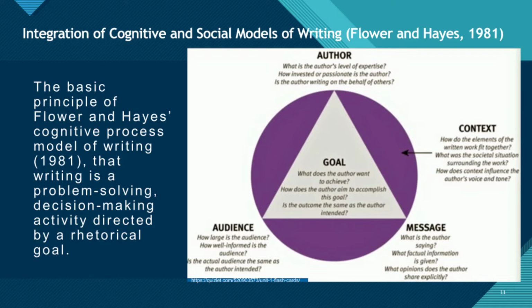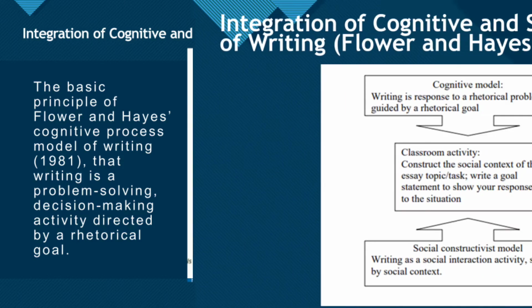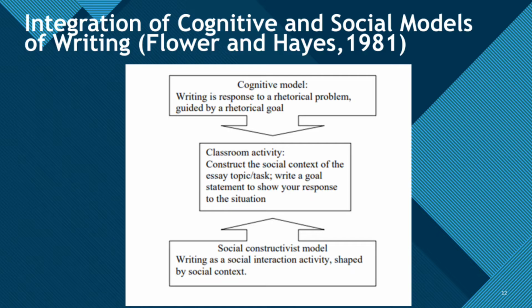In rhetorical problem, you are knowing the things that you want to write, considering the elements, namely writer, subject, audience, context, exigence, genre, and purpose. While in rhetorical goal, you are formulating steps in writing, considering what you have prepared in your rhetorical problem, so it's more on the process. This is the model of Flower and Hayes.